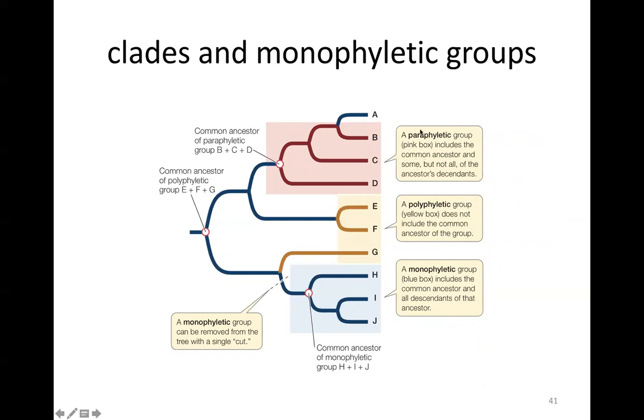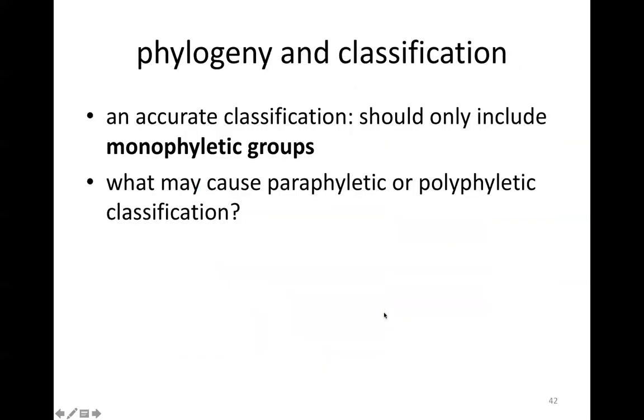You can also have a paraphyletic group, where you have a group which shares a common ancestor, but there are some lineages which also share that common ancestor but are not traditionally included in that group. So that would be a paraphyletic group. You don't really have to remember these paraphyletic and polyphyletic definitions. That's fine. I think it's a bit too much detail, but you should remember what monophyletic means, and you should be able to recognize a monophyletic group when you encounter one.